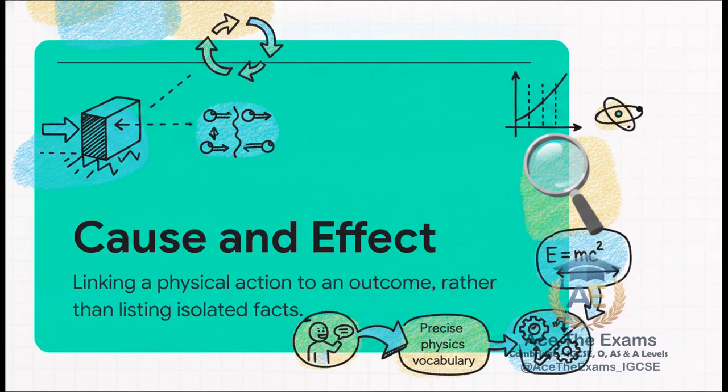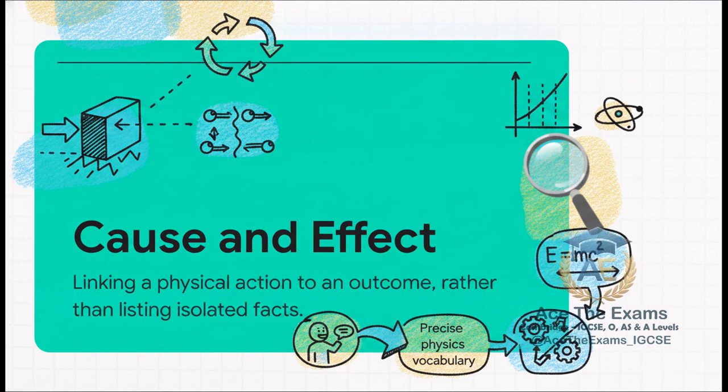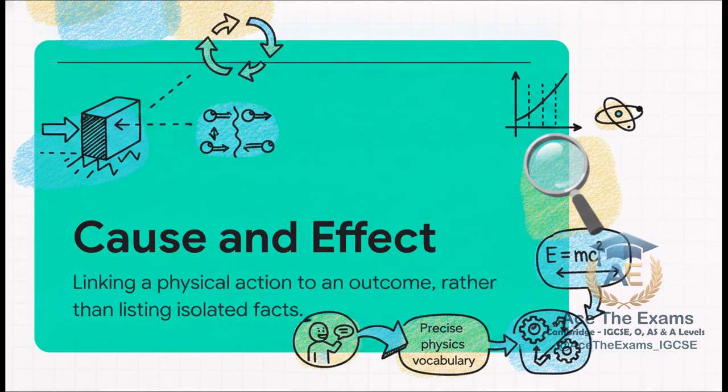For instance, instead of just vaguely saying friction causes heat, which is a middle school answer, you explain that kinetic energy is mechanically transferred to thermal energy due to the resistive forces between interacting moving surfaces. Do you hear the difference there? One is a guess, the other is a mathematical certainty. That is what actually secures the marks and pushes you across those grade boundaries.